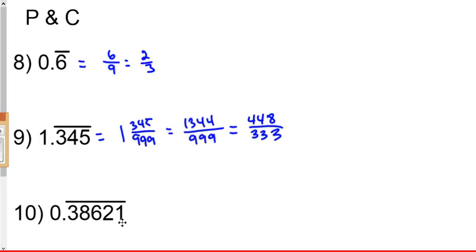This one takes a little bit to figure out the place value of the 1, but let's see, tenths, hundredths, thousandths, 10,000ths, 100,000ths. So since it has the repeating bar on there, we'll subtract 1 off of it. That makes us go down to 99,999, and we'll put 38,621 on top.